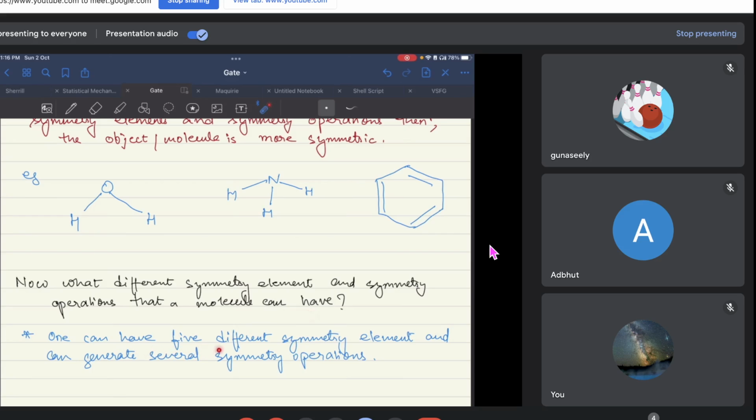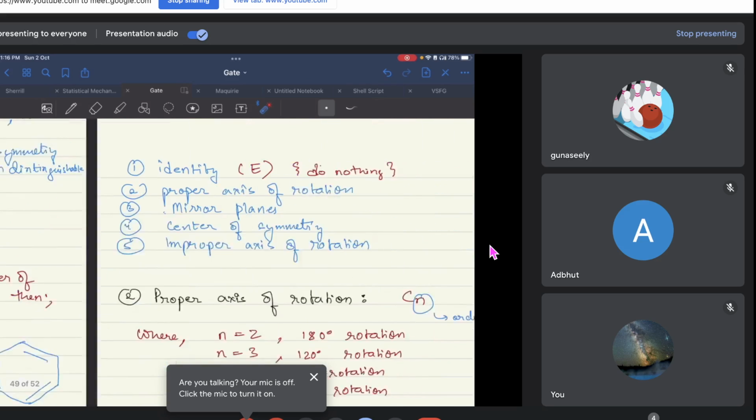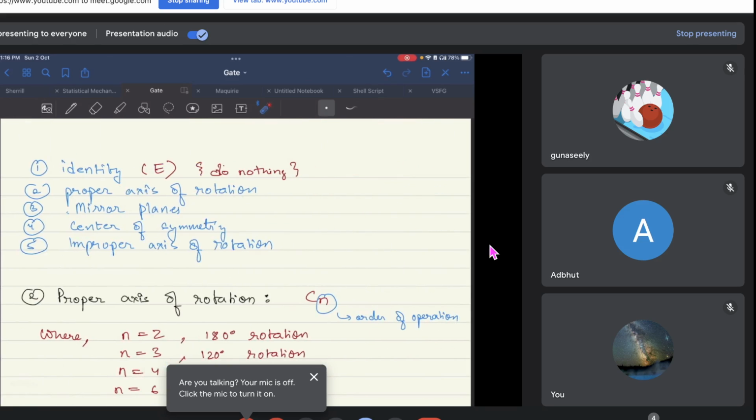One can have 5 different symmetry elements and can generate several symmetry operations from them. The first one is the identity. It is denoted as capital E, and I will simply say it is something we can call doing nothing, because identity is exactly the same configuration that we had before the operation or after doing the particular operation.